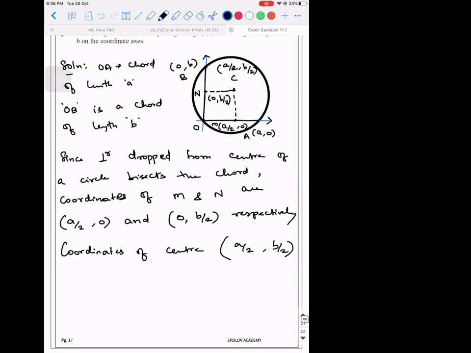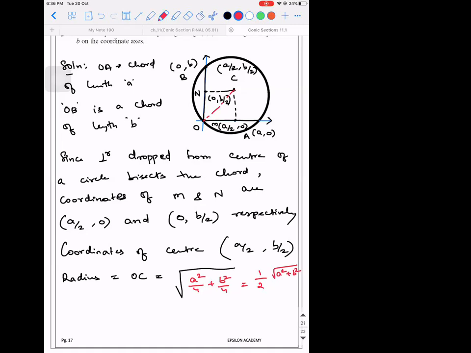Now tell me, guys, what is the radius? Radius is nothing but OC. So what is the distance OC? That is root of, if I join these two, observe, it will be root of a square by 4 plus b square by 4. That will be 1 by 2 into root of a square plus b square. Accepted? Because I took it as a right angle triangle, I applied Pythagoras theorem.